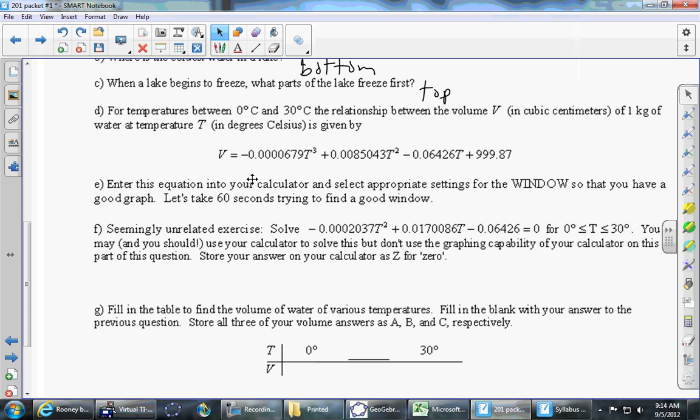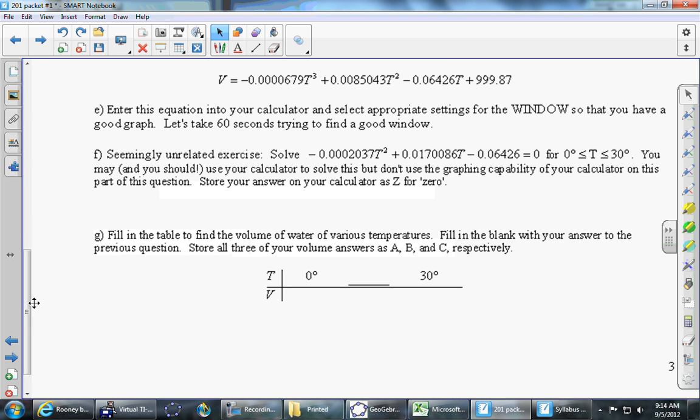Can we start with this gentleman? Seemingly unrelated exercise. Solve for 0 degrees to 30 degrees. You may, and you should, use your calculator to solve. Don't use the graphing calculator on this part of the question. Store your answer on your calculator.